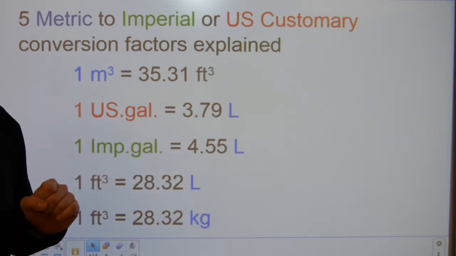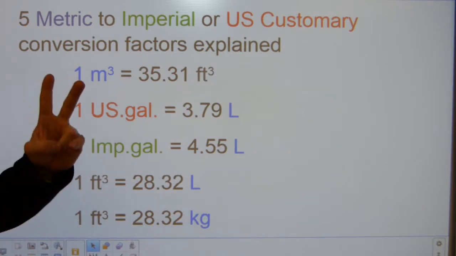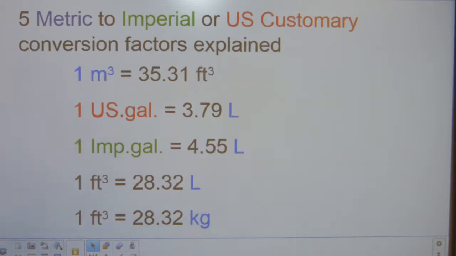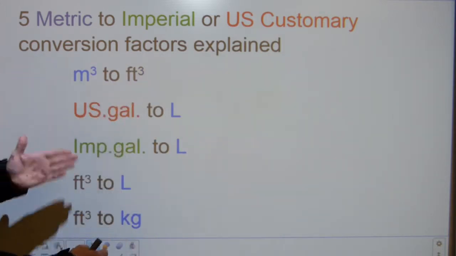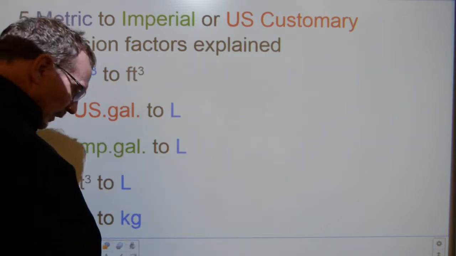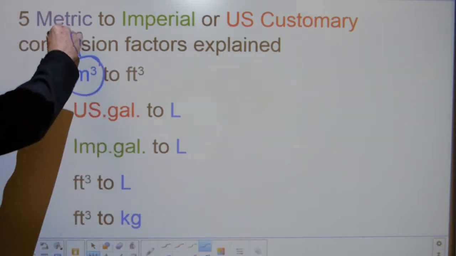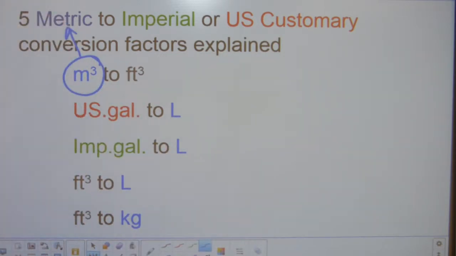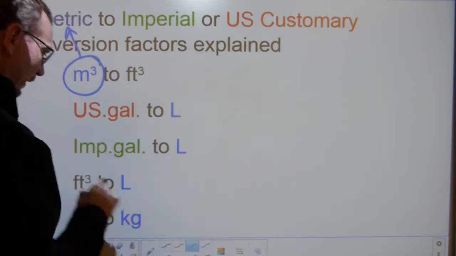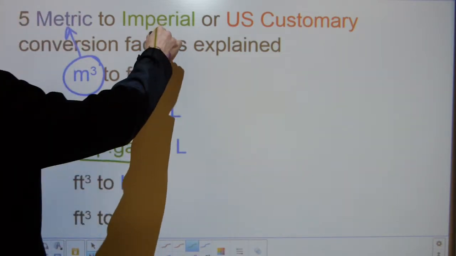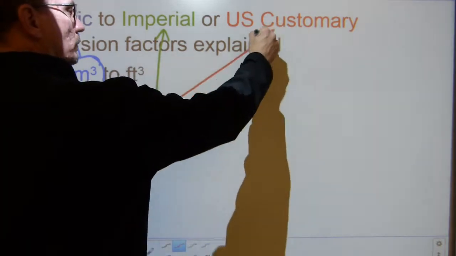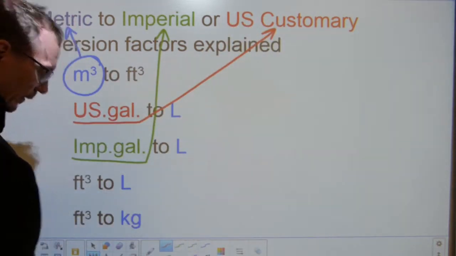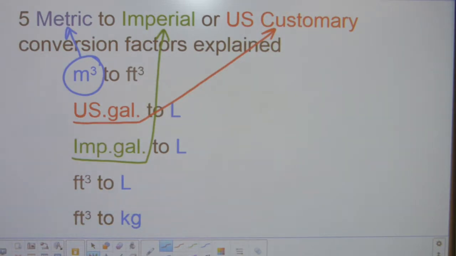Just before I get going with crunching the numbers, two housekeeping items, very easy. The first is color coding. The color is consistent throughout the video. Blue units of measures, cubic meters, liters and kilograms, belong consistently to the metric system. The green Imperial gallon, of course, belongs to the Imperial system of measurements, and the red US gallon belongs to the US Customary system of measurements.